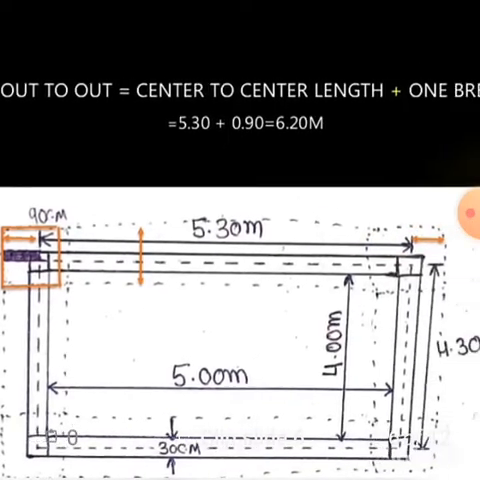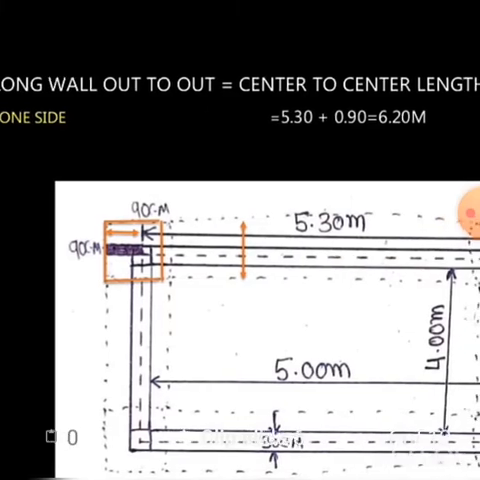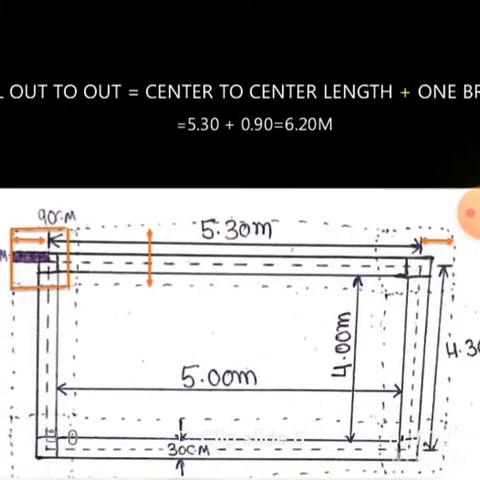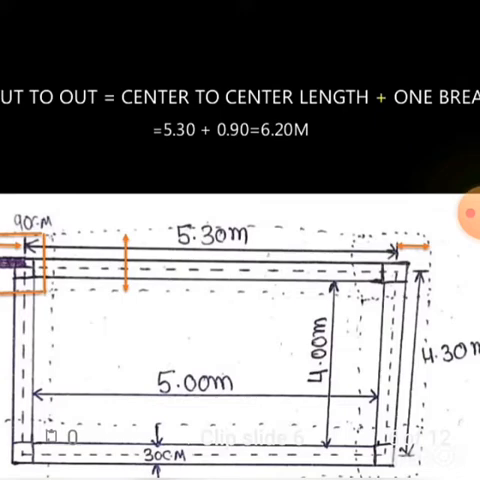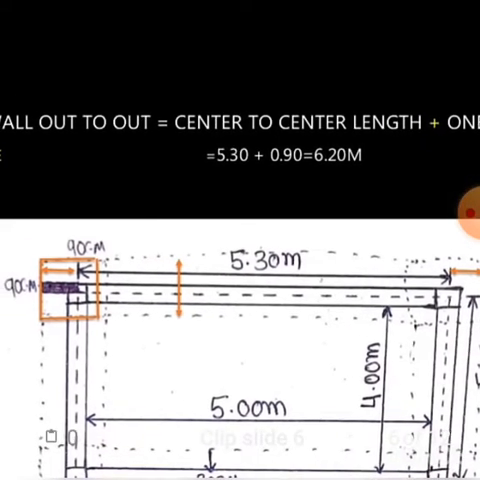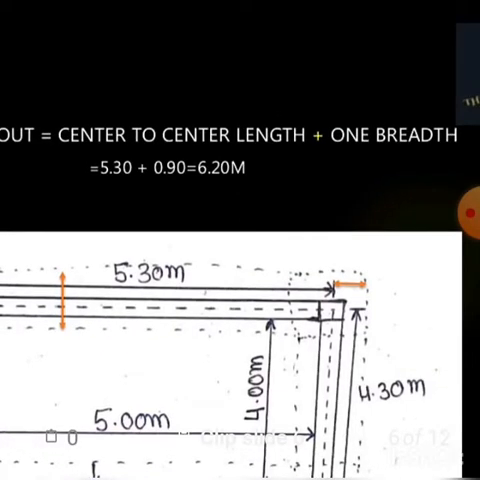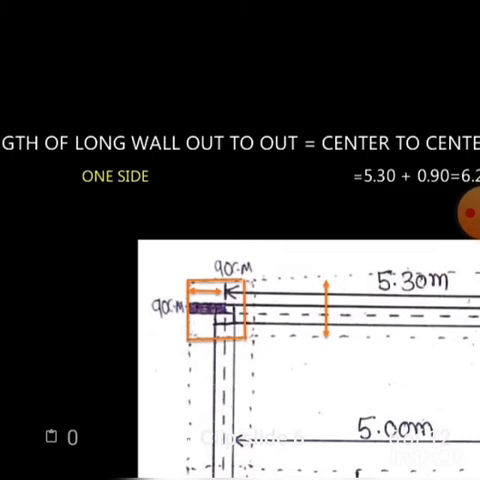But we are having here half and here half length projection, therefore we will be having total extra length, which is equal to the width of the concrete foundation, which is added to the center to center length of long wall. The center to center length of long wall is 5.3 meters, and here we are having some projection outward, and here also we are having some projection outward, which is equal to the breadth of the work we are going to perform.